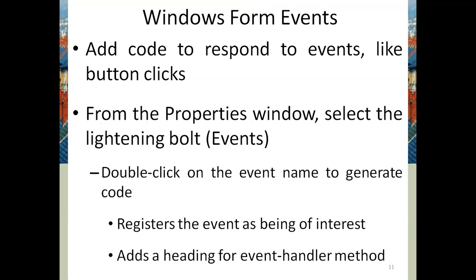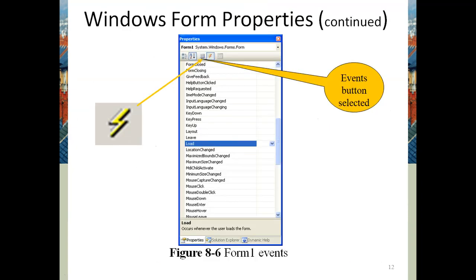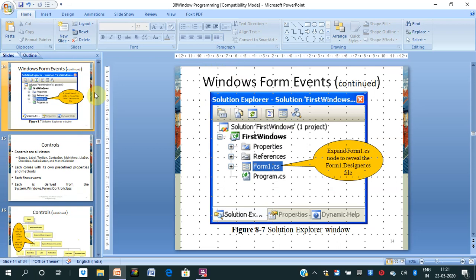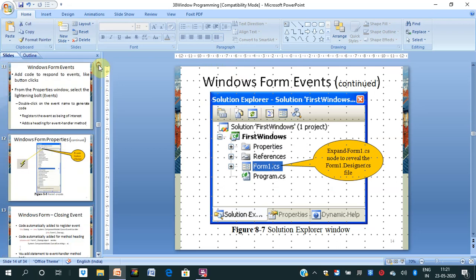So we have different form events also. You can see here the list of form events. Key up, key down, layout, leave, load, location change, maximize box change, maximum size change. So we have many different events. When we click on the event button, this is the event button, accordingly it will display the different events also.